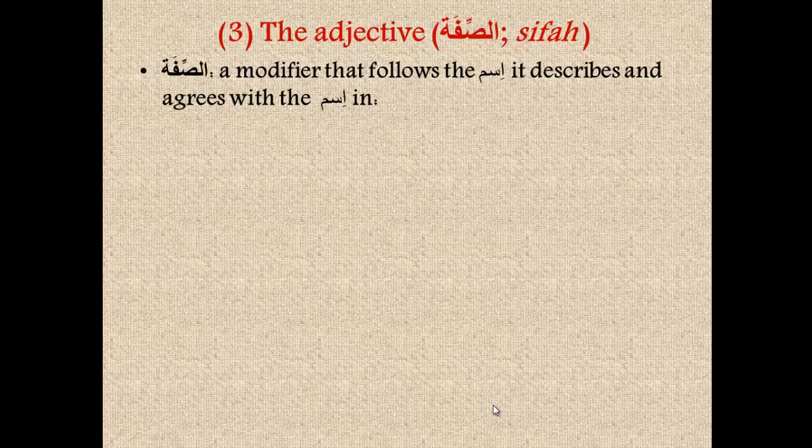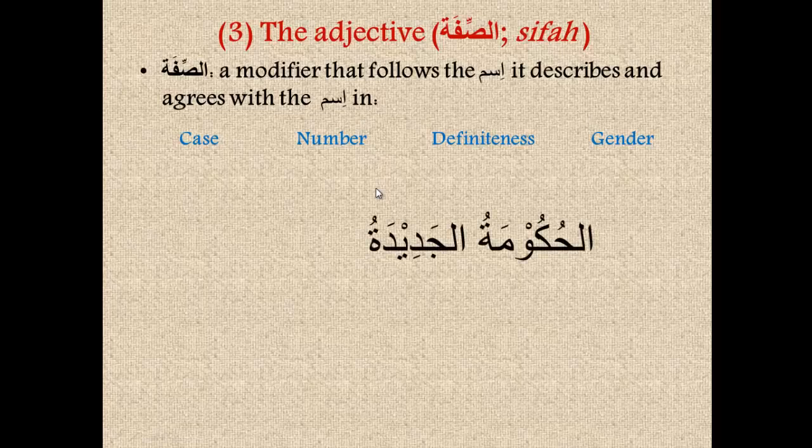Okay, the last subject for today in this lesson is al-sifa. The sifa is a modifier that follows the ism it describes, and it agrees with the ism in four fundamental ways. And they are case, number, definiteness, and gender. Now, it's not a coincidence that I chose to talk about these four characteristics just a few moments ago, because in order to understand the sifa, we must understand agreement on these four different levels. So let's take an example.